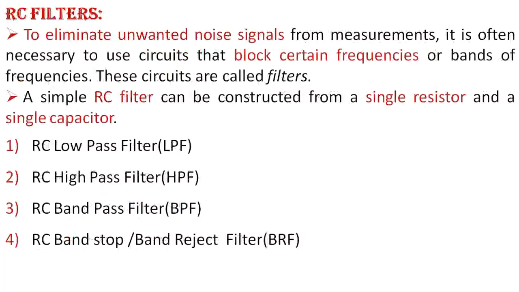Now the next concept is the RC filter. To eliminate unwanted noise signal from measurement, it is often necessary to use a circuit that blocks certain frequencies and bands of frequencies. This is called a filter. A simple RC filter can be constructed from a single resistor and a single capacitor. First is the RC low pass filter, LPF; then the RC high pass filter, HPF; the RC band pass filter, BPF; and the RC band stop or band reject filter.